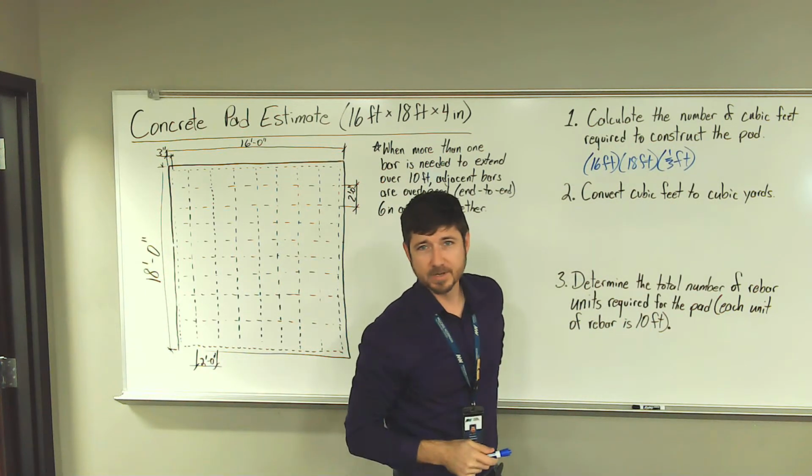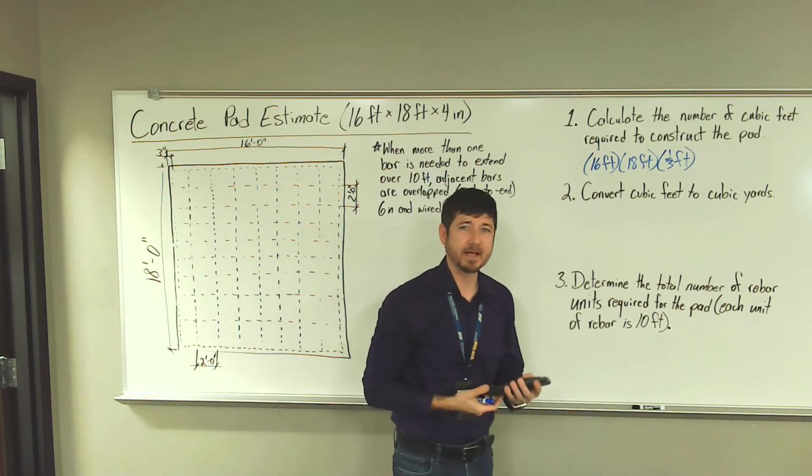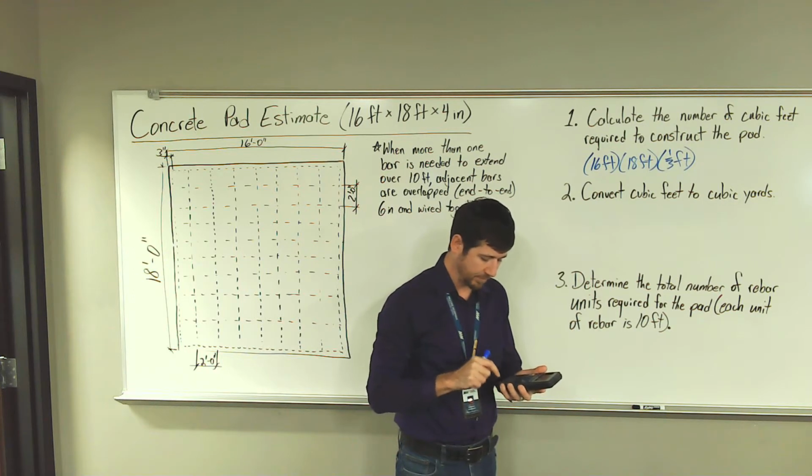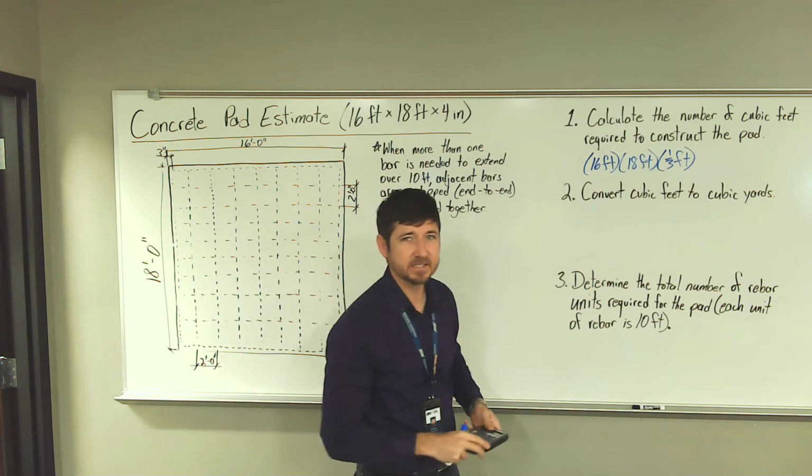Okay, everyone take out your calculator. Let's multiply these 3 values together. So I've got 18 times 16 times 1/3. I get 96 cubic feet.